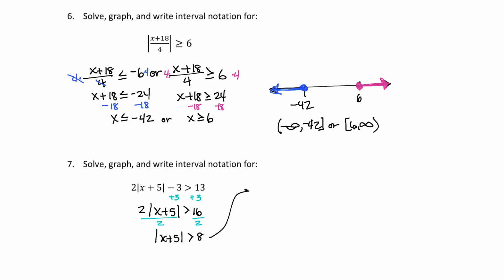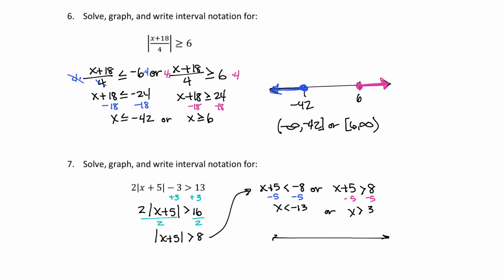Okay, and I'm going to come up here. So drop the absolute values, flip the sign, change the sign. Drop the absolute values, keep the sign, keep the sign. And now solve both sides separately. So subtract 5, and we get x is less than negative 13, and we're done on that side. Subtract 5 here, and we get x is greater than 3. So we're done on this side.